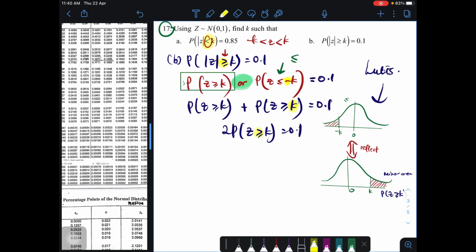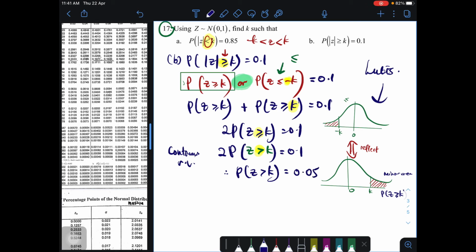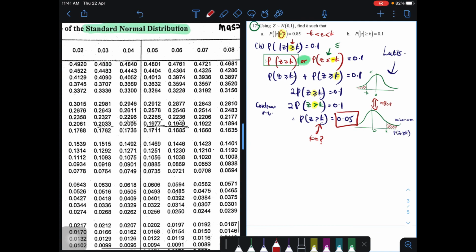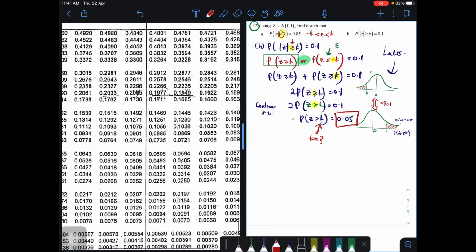And remember, ada equal, tak ada effect. So, don't confuse yourself. They are just the same because they are continuous random variable. Equal tak equal, sama sahaja. Jangan pening-pening. Therefore, what you want is probability of Z more than K is equals to 0.05. So, boleh cari K? What is your value of K when the probability is 0.05, 5%? Look at the table, cari 0.05.